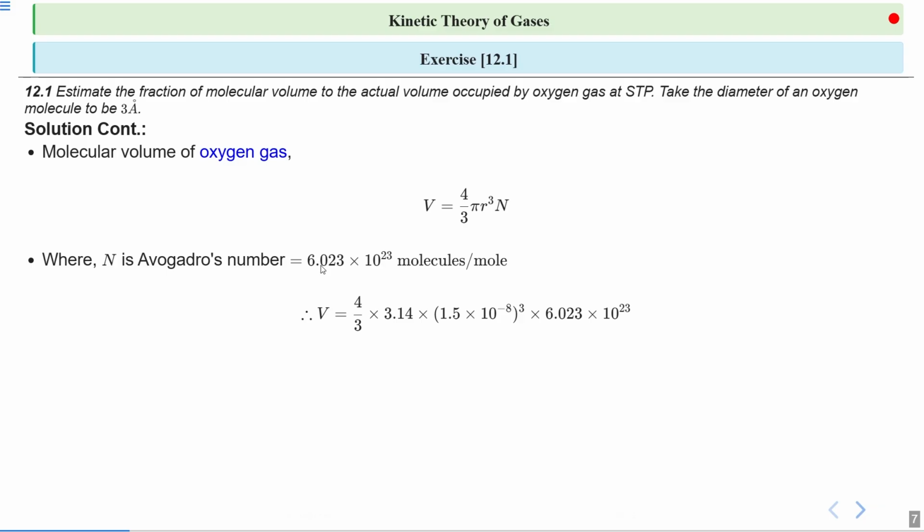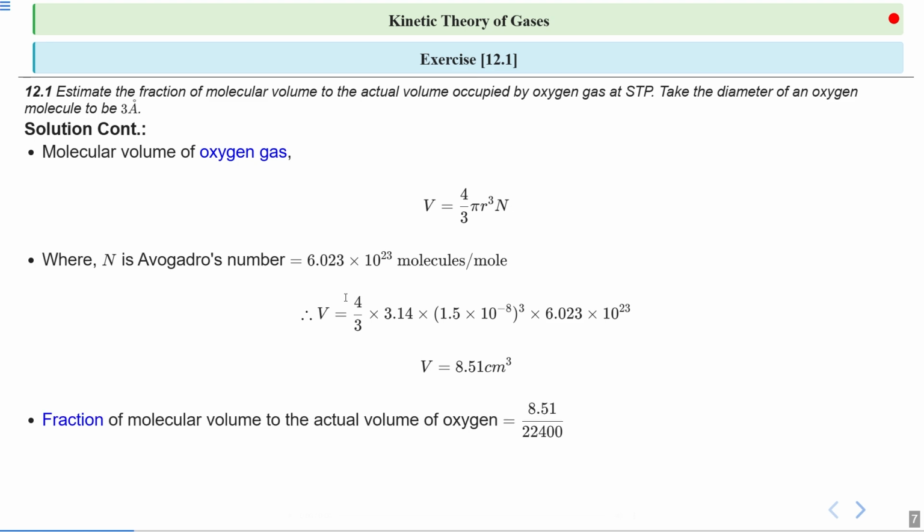So now we substitute the values into our formula. V equal to 4 by 3 into 3.14 into 1.5 into 10 raised to the power minus 8 whole cube into n, that is 6.023 into 10 raised to the power 23. So after performing the calculations, we find that the molecular volume V is approximately 8.51 cubic centimeter. This result gives us the volume occupied by 1 mole of oxygen molecules, considering their size.